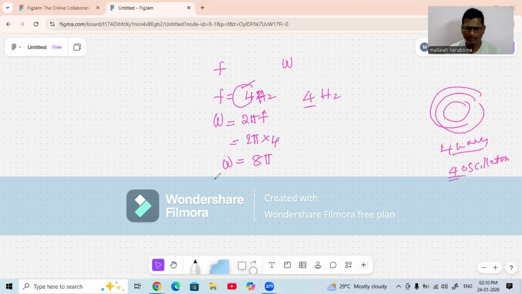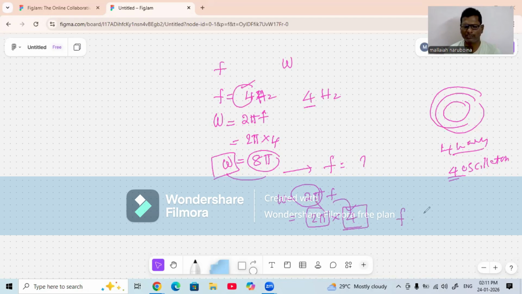Suppose you are given omega, meaning angular frequency, from this you can find frequency. So again we write formula omega is 2 pi f. Now I am writing 8 pi here. 8 pi, I can write 2 pi into 4. Now this 2 pi is equal to 2 pi. In the place of f we got 4. This will give us frequency. Frequency is 4. Means 4 oscillations are made.